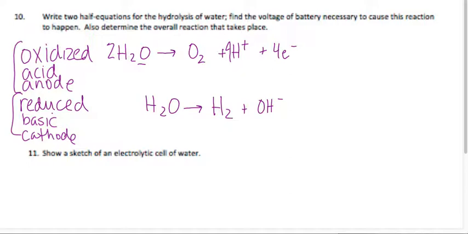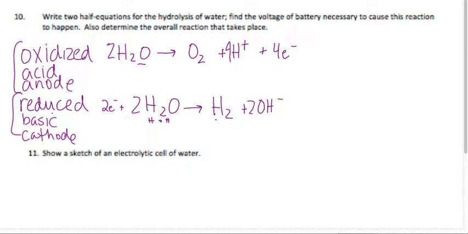All right, reduction. Reduction is the basic one at the cathode. To balance this, it just helps to mentally think of this as HOH and balance the H's with this and the OH's with that. So I would need 2 H's, and then I'd need 2 OH's. Then how do I electrically balance this? 2 e- on the left. Good. So those are my 2 half reactions for water.